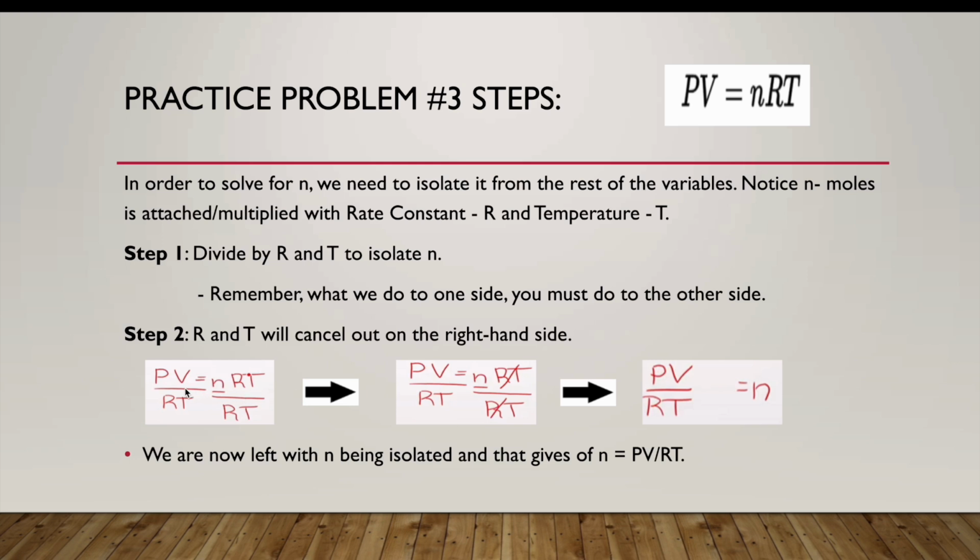Remember to do the same thing to the other side. So we have nRT divided by RT, and then PV over RT. The RT with the n will both cancel out, leaving us with PV over RT equals n. And that will give us everything we need to solve the problem.